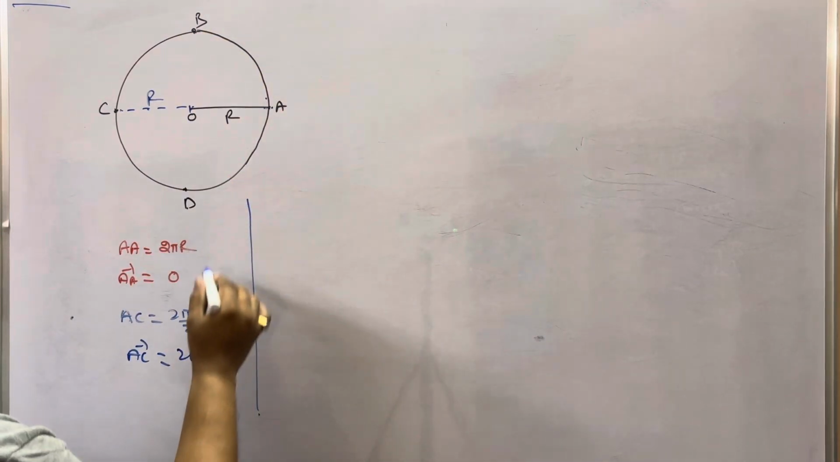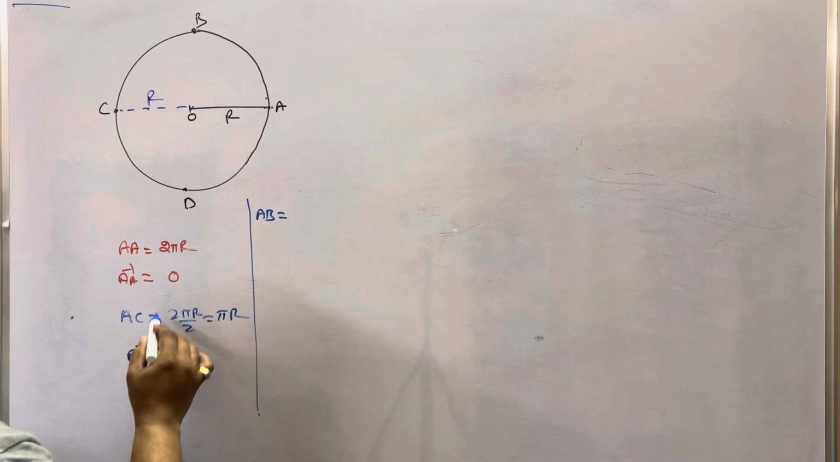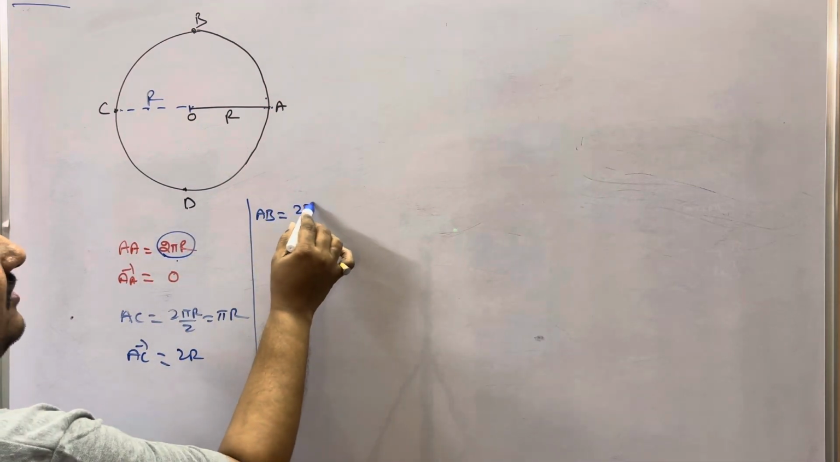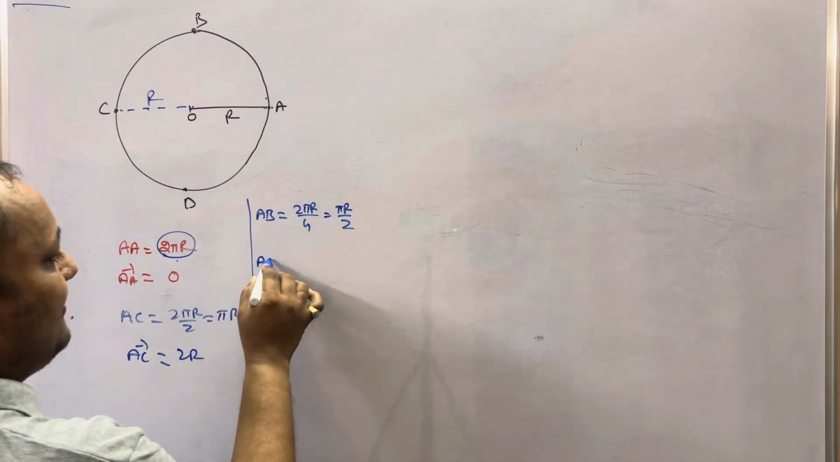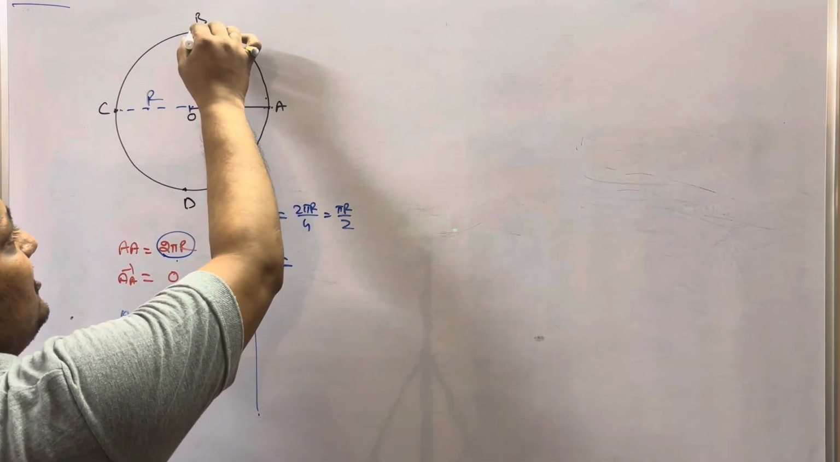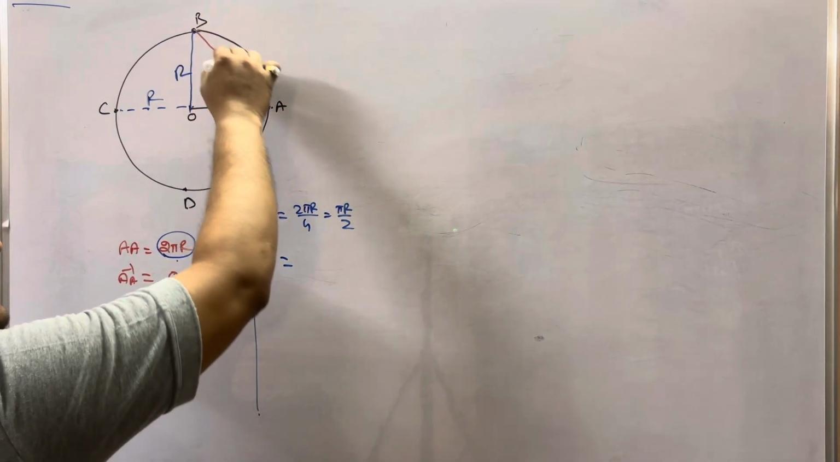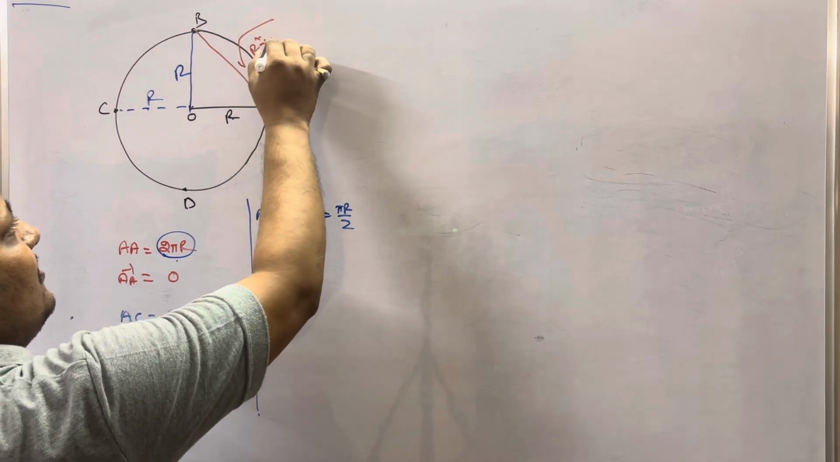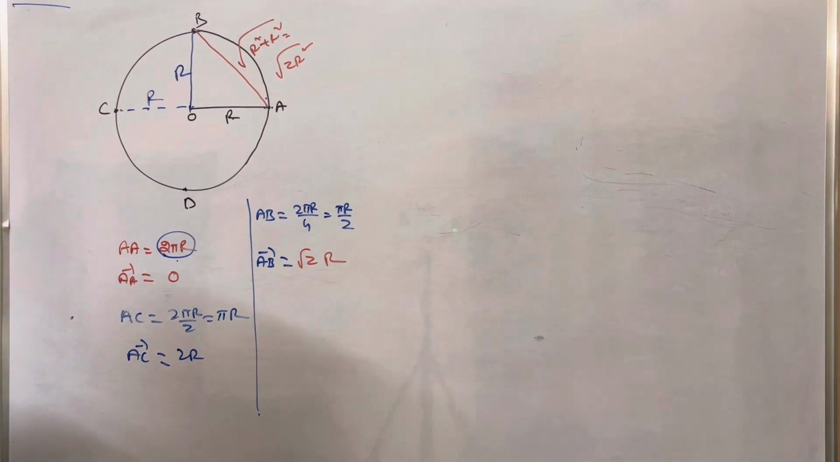Next, A to B. What is the distance? This is 1/4 of 2 pi r. Therefore 2 pi r by 4, correct? Therefore pi r by 2. Now what is the displacement? AB bar. So displacement is nothing but shortest possible distance. So this is r, this is r. So the shortest possible distance is A to B. This is going to be root r square plus r square, root 2 r square. Therefore root 2 r. That is the displacement from A to B.